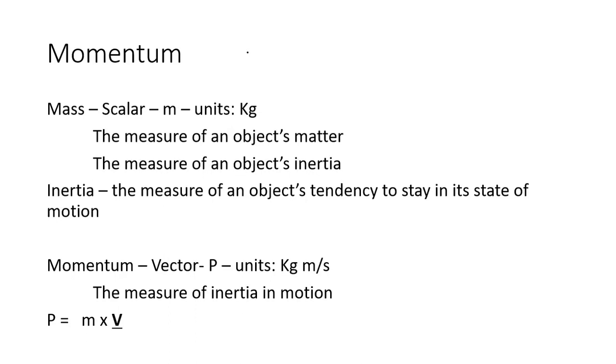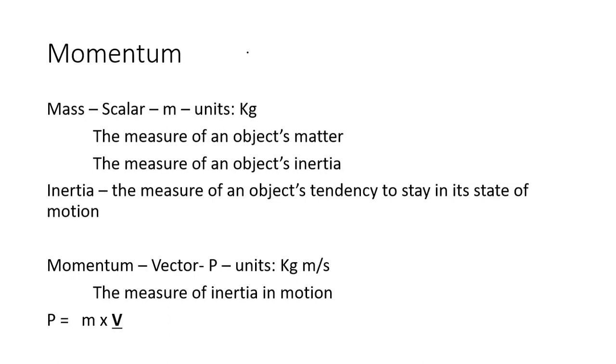Momentum is equal to two things: mass times velocity. Velocity is a vector, it has direction, which makes sense then that momentum's a vector and it has direction. So if an object has a tendency to stay in motion, it has a tendency to stay in motion in that direction, right? That's what it tends to do.